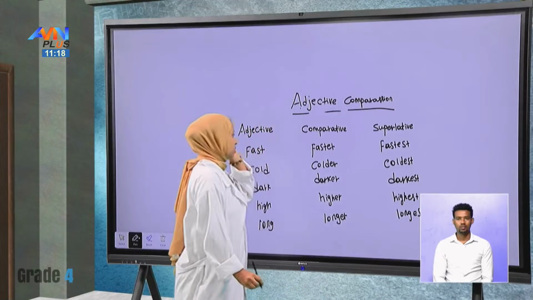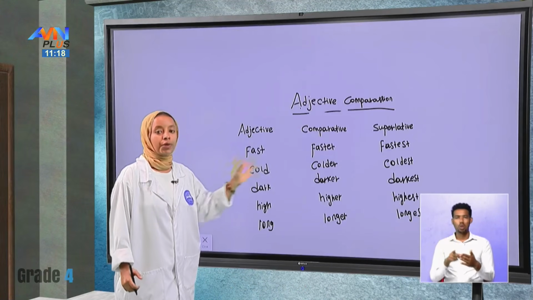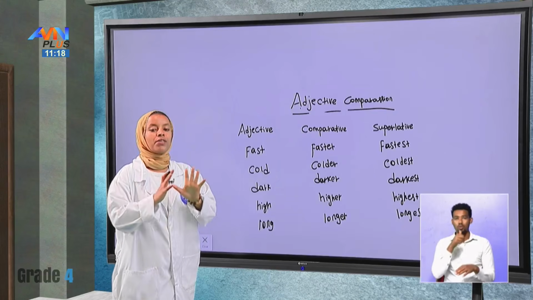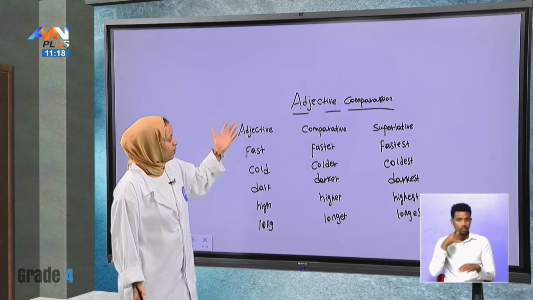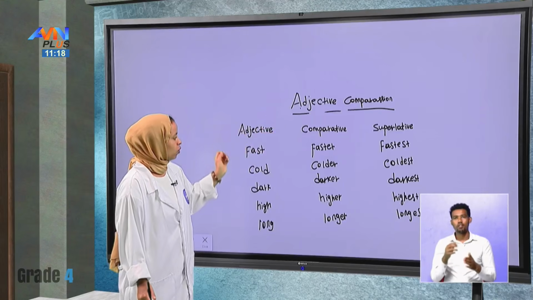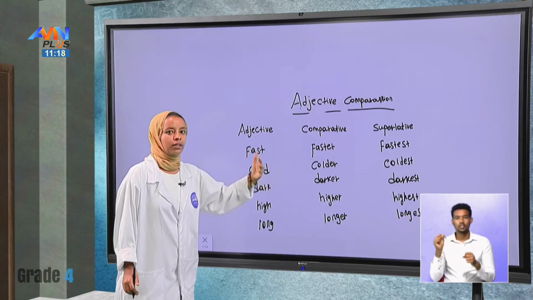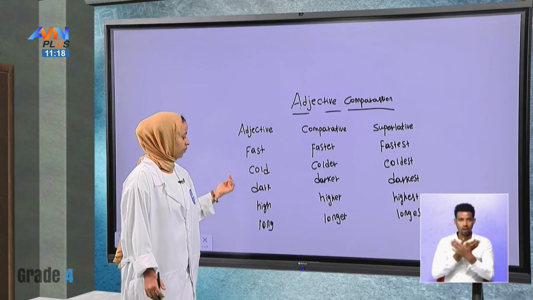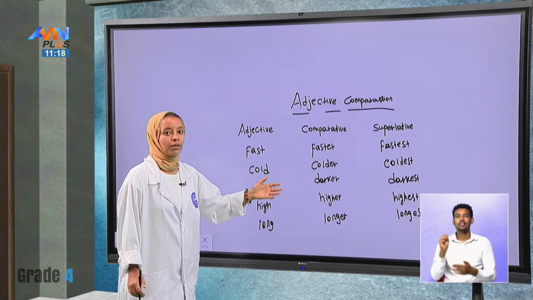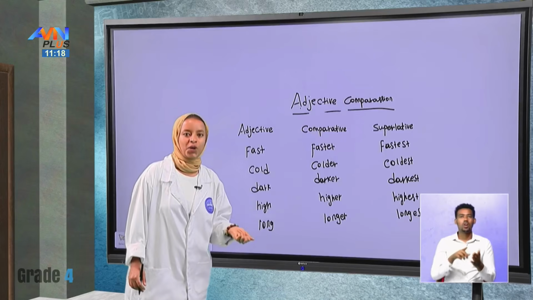So, students, it's not a long syllable adjective, and it's not an irregular adjective. These are regular adjectives. Look at this example: fast, faster, fastest. Cold, colder, coldest. Dark, darker, darkest. High, higher, highest. Long, longer, longest.